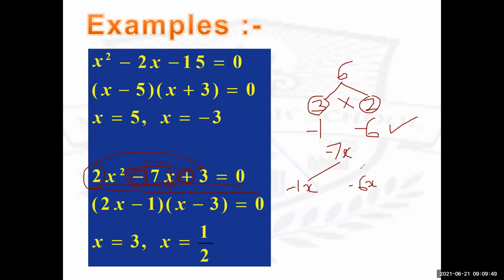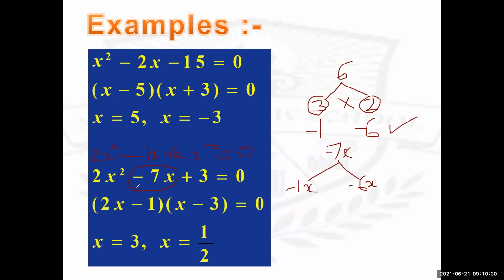So in this way, you're going to split minus 7x. Now you'll substitute that. So what happens here is, 2x square would come as it is, now minus 1x minus 6x plus 3 equals to 0. Understood? You get 2x square minus 1x minus 6x plus 3 equals to 0. In this way, you have split the middle term, that is minus 7x.